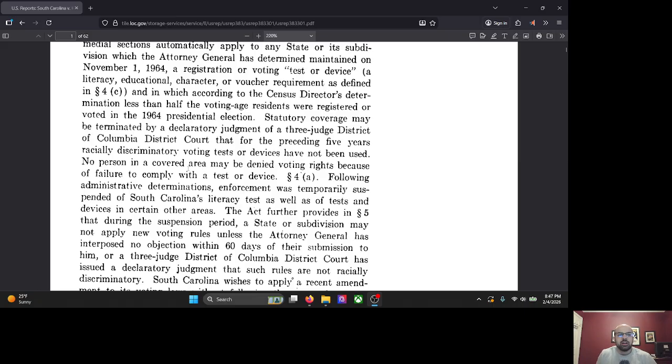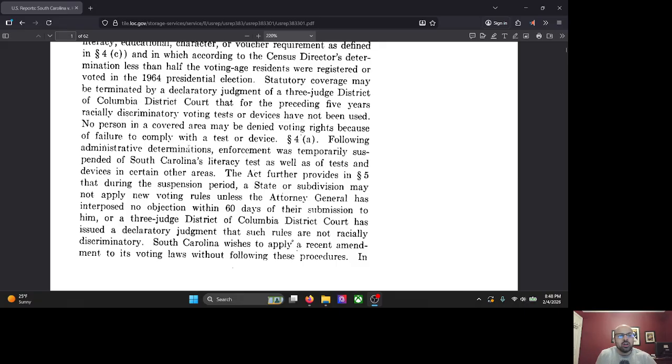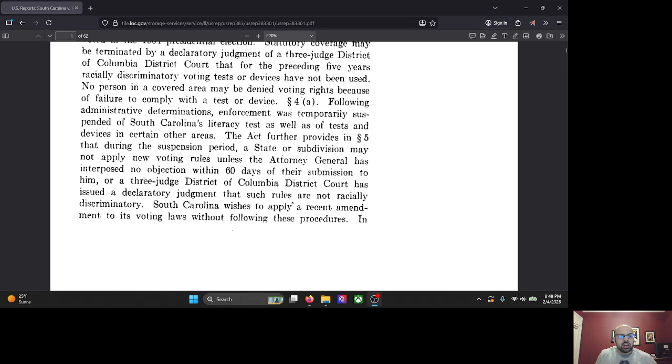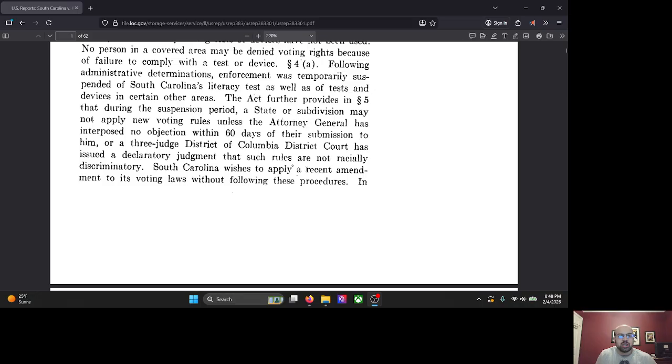No person in a covered area may be denied voting rights because of failure to comply with a test or device, subsection 4a. Following administrative determinations, enforcement was temporarily suspended of South Carolina's literacy test, as well as of tests and devices in certain other areas. The Act further provides in subsection 5 that during the suspension period, a state or subdivision may not apply new voting rules unless the Attorney General has interposed no objection within 60 days of their submission to him, or a three-judge District of Columbia District Court has issued a declaratory judgment that such rules are not racially discriminatory. South Carolina wishes to apply a recent amendment to its voting laws without following these procedures.